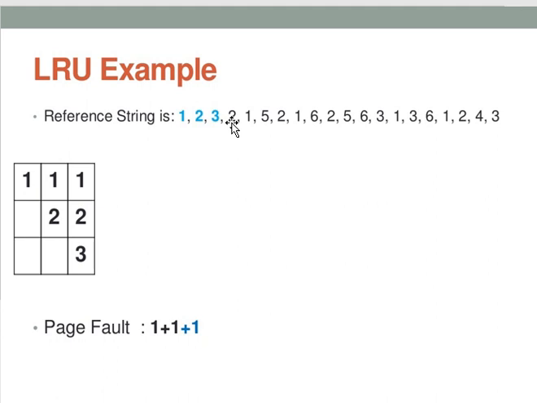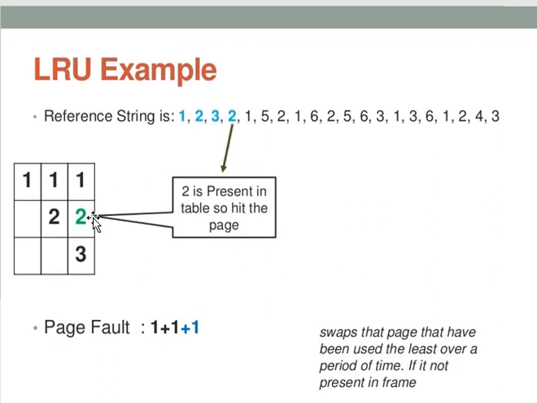Now check for the 2. 2 is available in the memory. Yes, here 2 is available. So if 2 is present in the table, so it is a page hit. Now we check for the 1. So here 1 is also available in the memory. So again page hit count increased by 1.